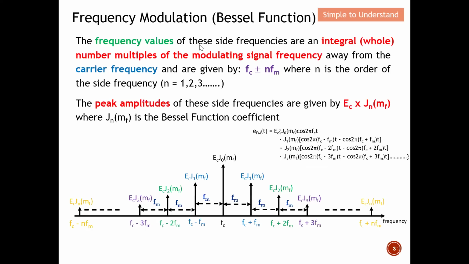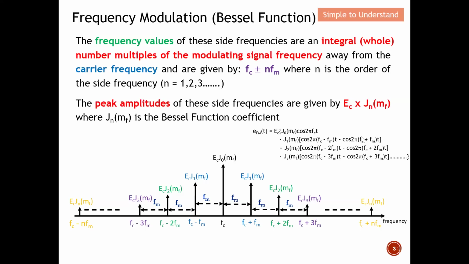Next, the frequency values of these side frequencies are all integer, which means a whole number, no decimal, multiples of the modulating signal frequency away from the carrier frequency, and are given by this equation here. Plus minus means on the left-hand side and also on the right-hand side, where n is the order of the side frequency. Let's take a look at this picture. This is the location of the carrier frequency. As I mentioned earlier, based on the graph over here, you can see that this fc minus fm, which is over here, is on the left-hand side.